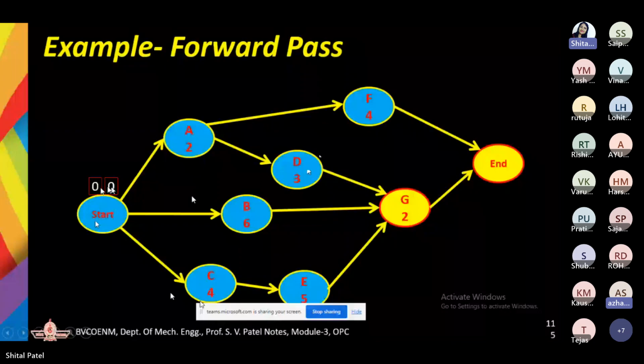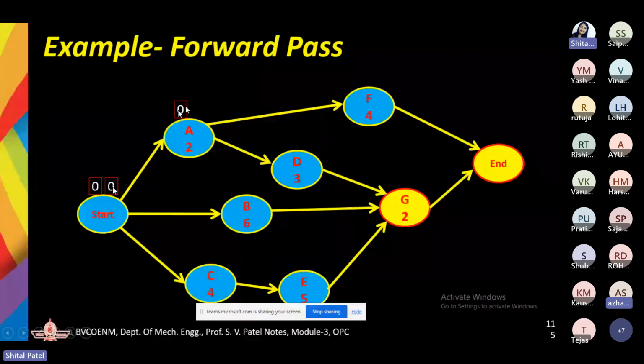Okay. So now consider over here, whatever is the earliest finish time of the previous activity is going to be considered for the earliest start time for the next activity. So here for A, we are having the earliest start time as 0, and activity A is consuming 2 units of time. So its earliest finish is 2 units over here, right?